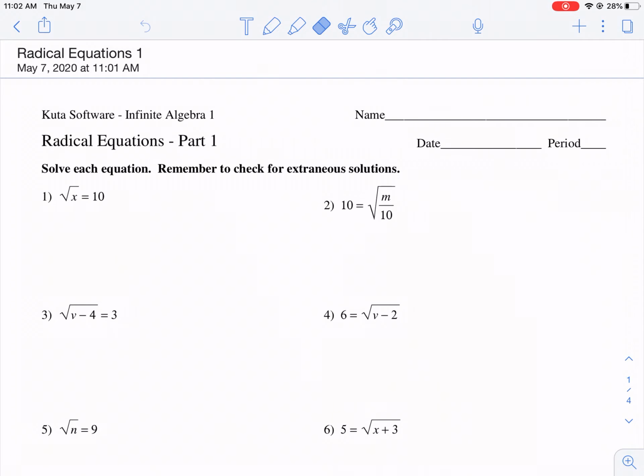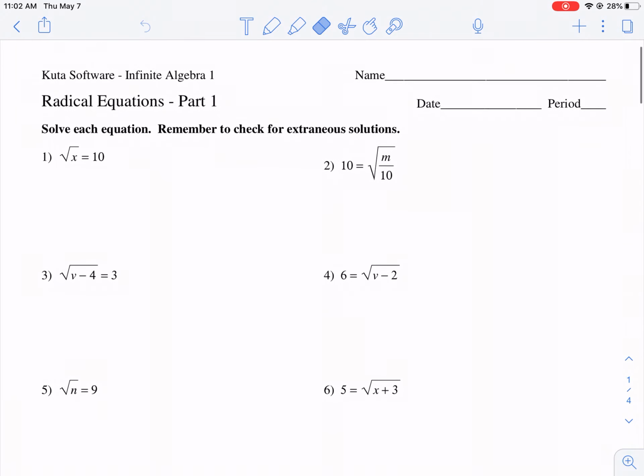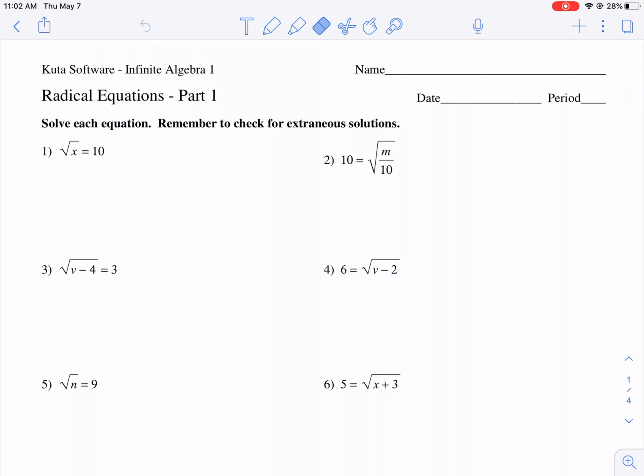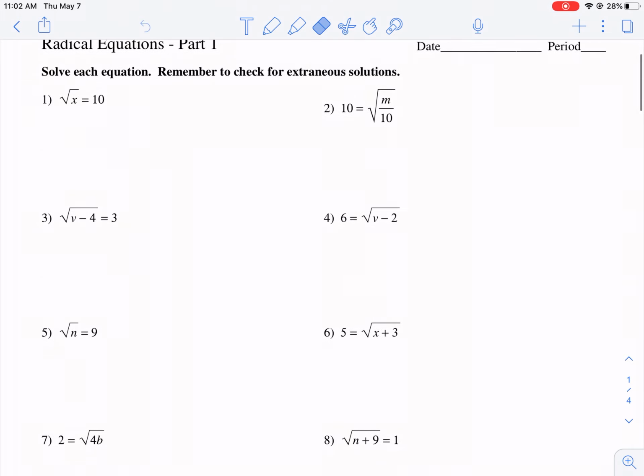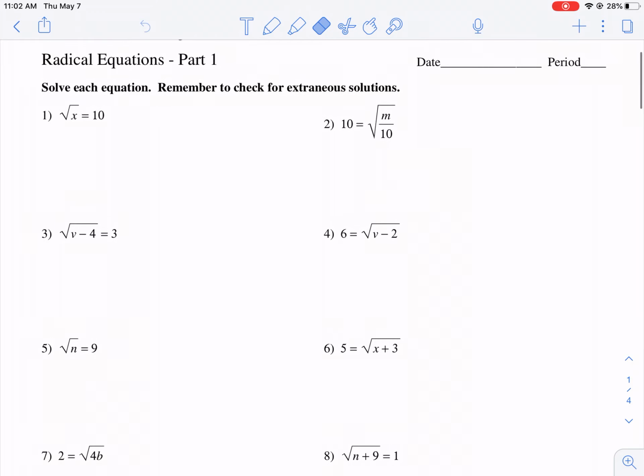Welcome back, everyone. Today we're going to be doing a Kuta Software worksheet on radical equations. So let's go ahead and get started. A radical equation is any equation, something with an equal sign, that has a radical in it. So just to give you the basics of it.